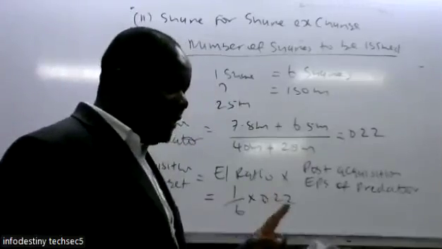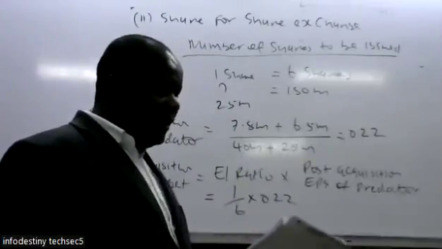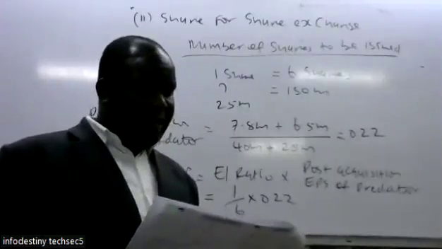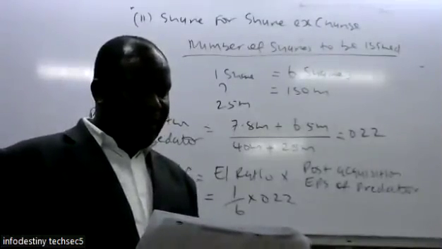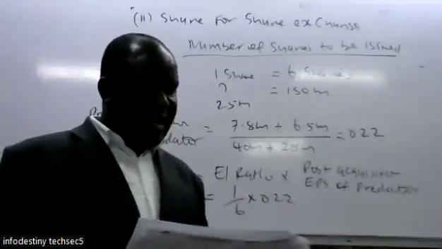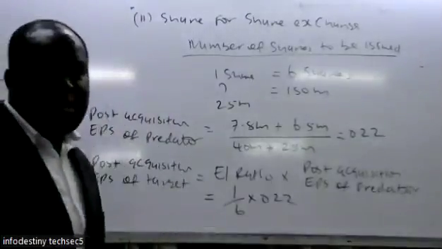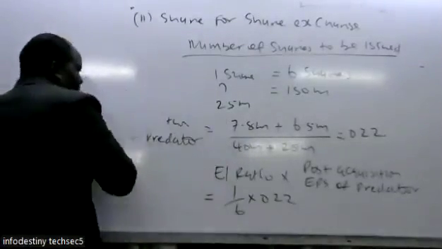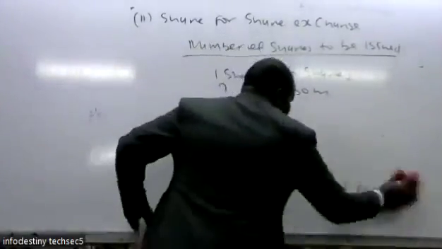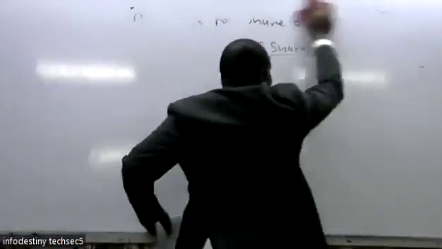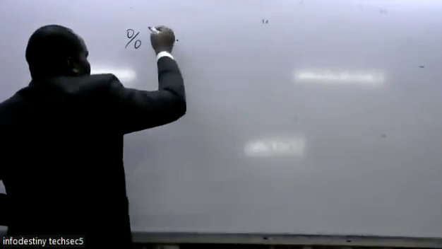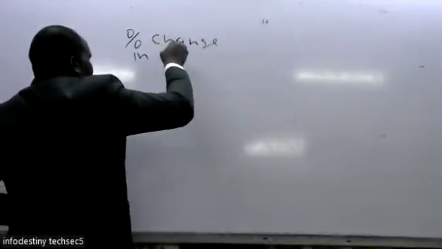So let us calculate the increase in the earning per share of the predator, because they are saying that Kipchumba had proposed that, in paragraph number 2. During his presentation, he stated that as a result of his takeover, we will diversify our operations and earning per share will rise by 13%. So you want to know whether that earning per share has gone up by 13%. So let us get the percentage change in the earning per share for the predator.